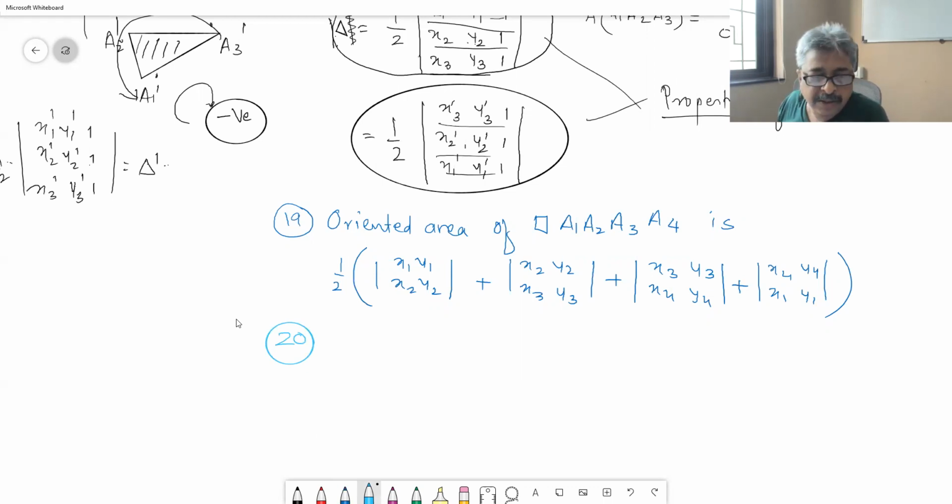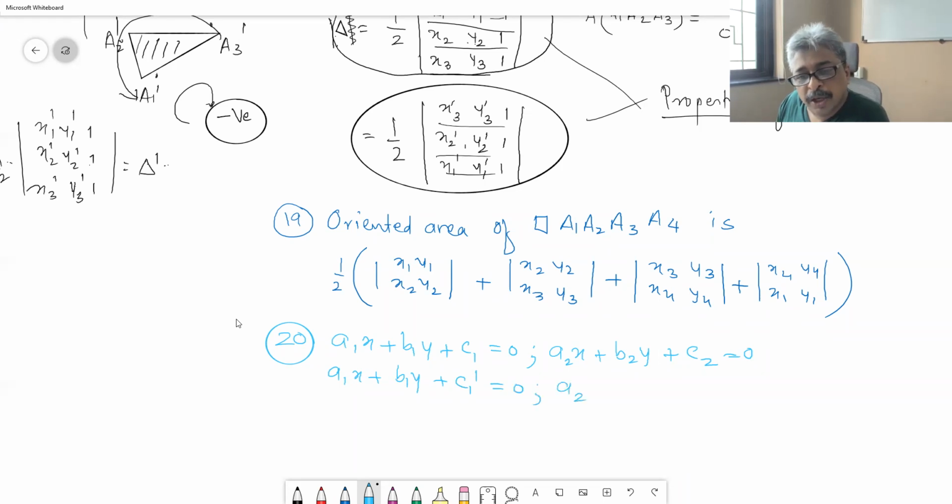Number 20. Let me know whether we have done this in class. a1x plus b1y plus c1 is equal to 0, a2x plus b2y plus c2 equal to 0, a1x plus b1y plus c1 dash is equal to 0, a2x plus b2y plus c2 dash is equal to 0. These form a parallelogram. Find the area of the parallelogram.